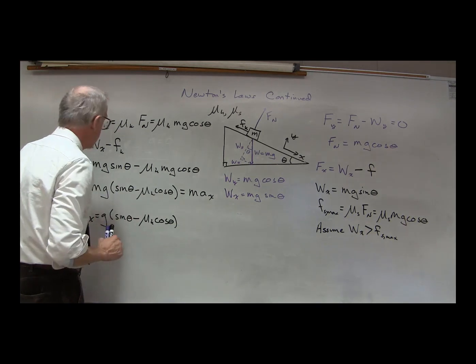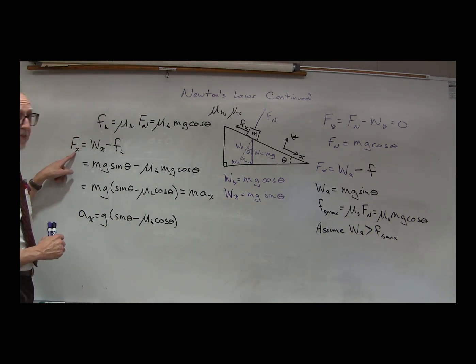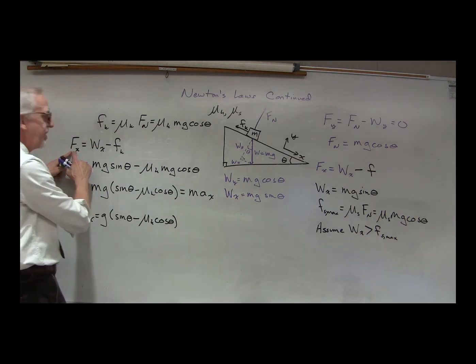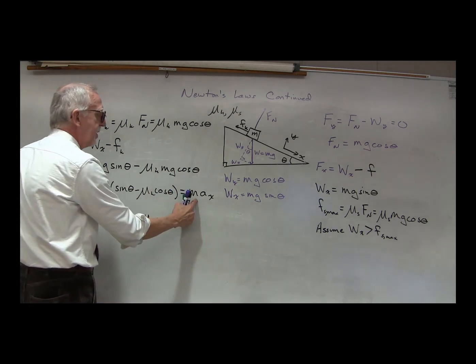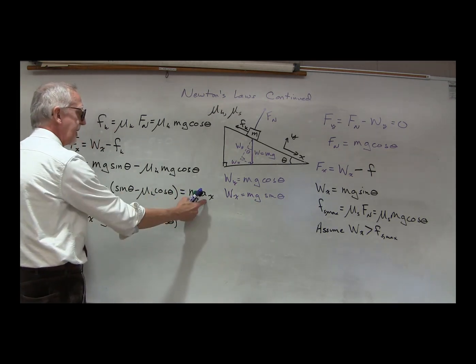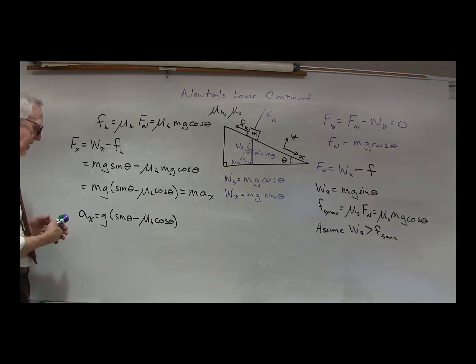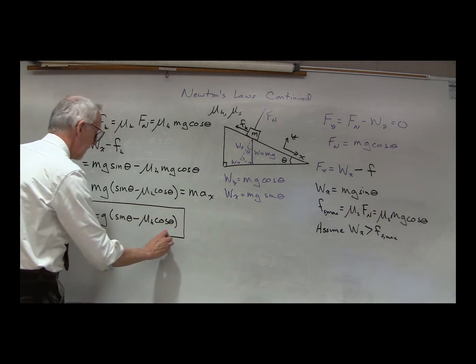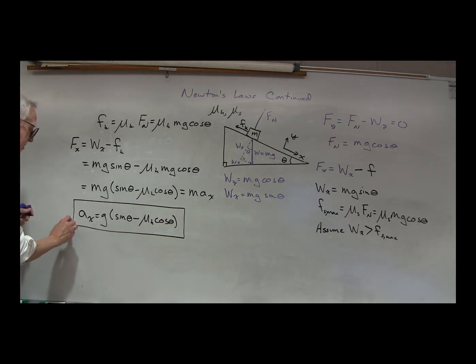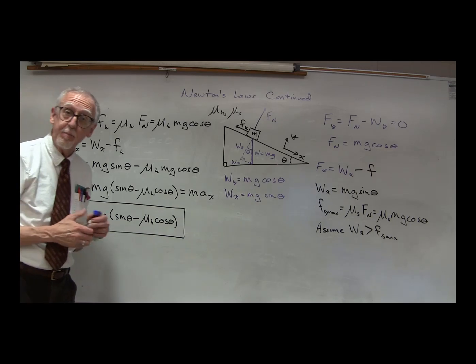And we know this must be the net force in the x direction, if this is F sub x. This must be the mass times the acceleration in the x direction. Dividing off the m, we have, finally, a sub x equals g times sine theta minus mu k cos theta. Very good. Now, one thing let me point out here.